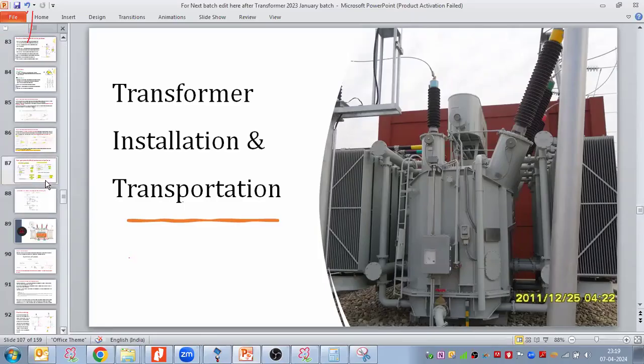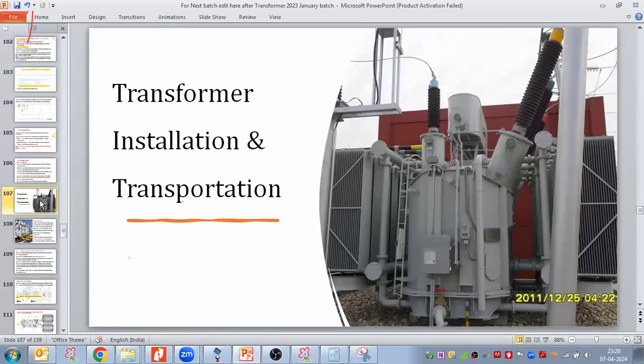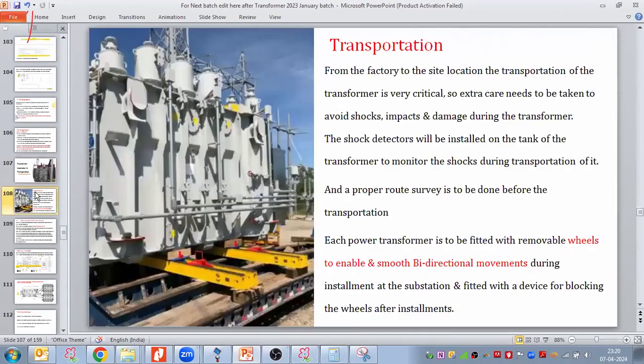Yes, sir. Let us discuss some concepts about transportation and installation of the transformer. Mainly, this point is very important in the case of a solar power plant: the installation location of the transformer. I will also cover that point. So let us start first with transportation.